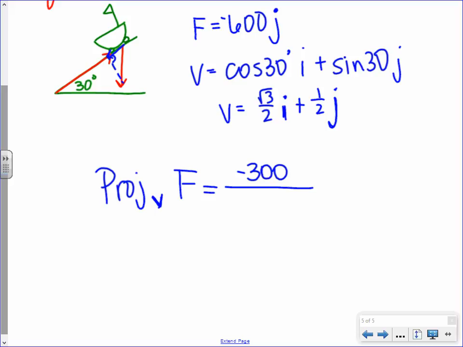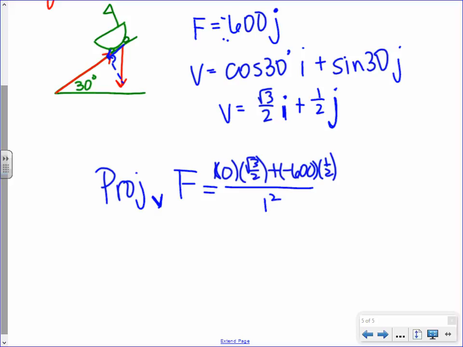I got that. Because we take 0 times radical 3 over 2 plus, why don't I just write that out? Because we don't have a horizontal component here, it's just 0 times radical 3 halves plus negative 600 times 1 half. Okay. Over which magnitude do we need to square? This one, right? This is the vector we need magnitude for, correct?